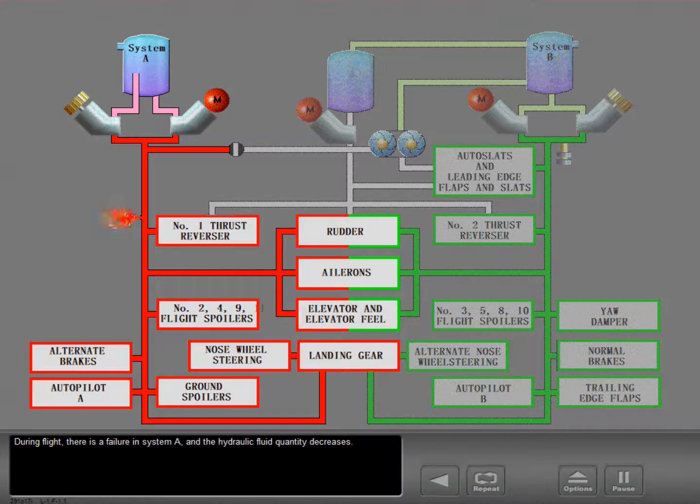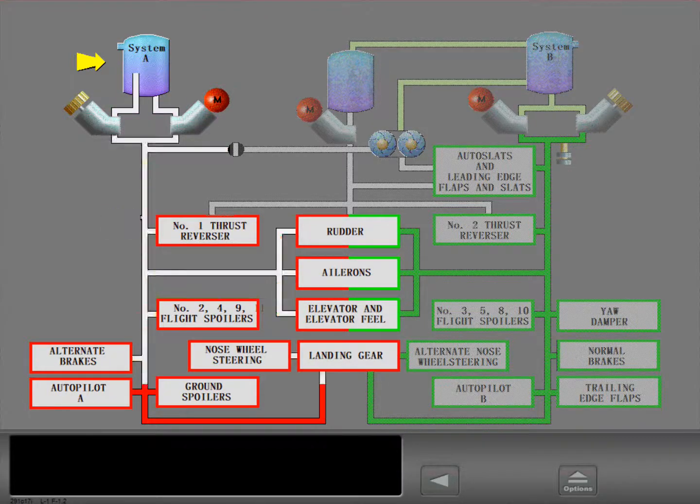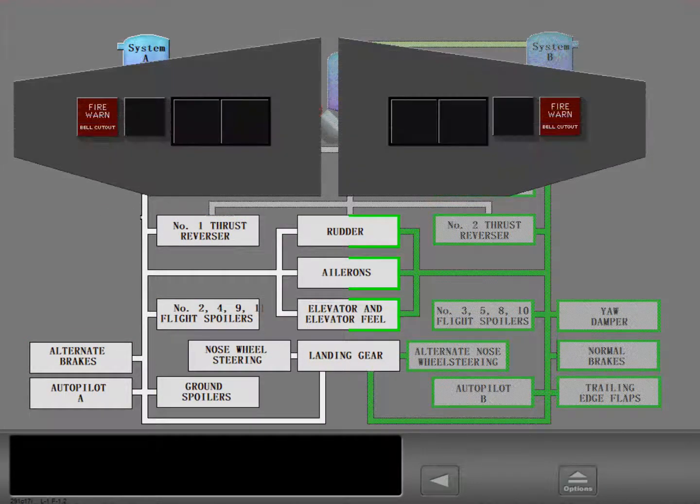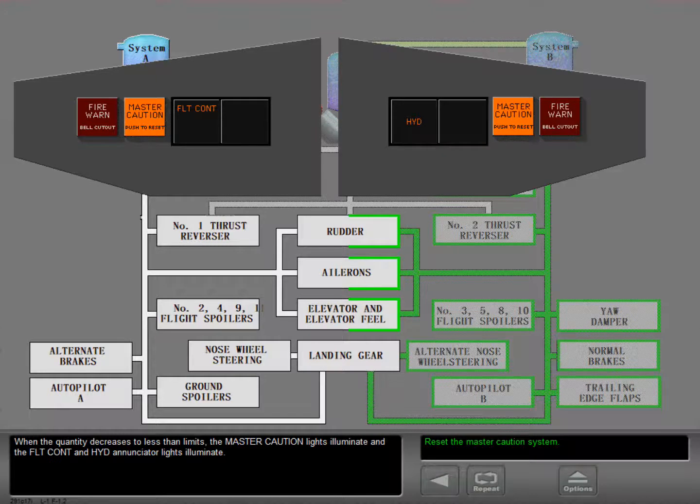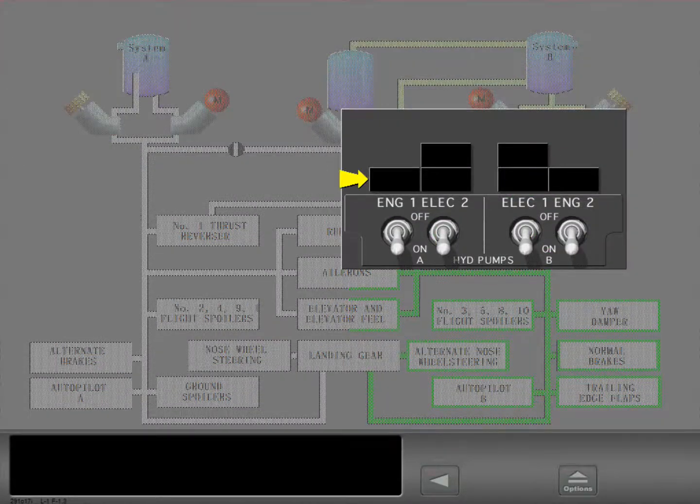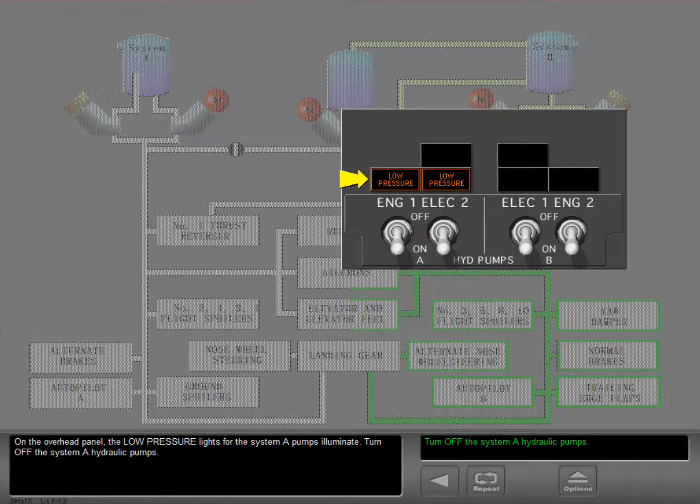During flight, there is a failure in System A and the hydraulic fluid quantity decreases. When the quantity decreases to less than limits, the master caution lights illuminate and the flight control and hydraulic annunciator lights illuminate. On the overhead panel, the low pressure lights for the System A pumps illuminate. Turn off the System A hydraulic pumps.